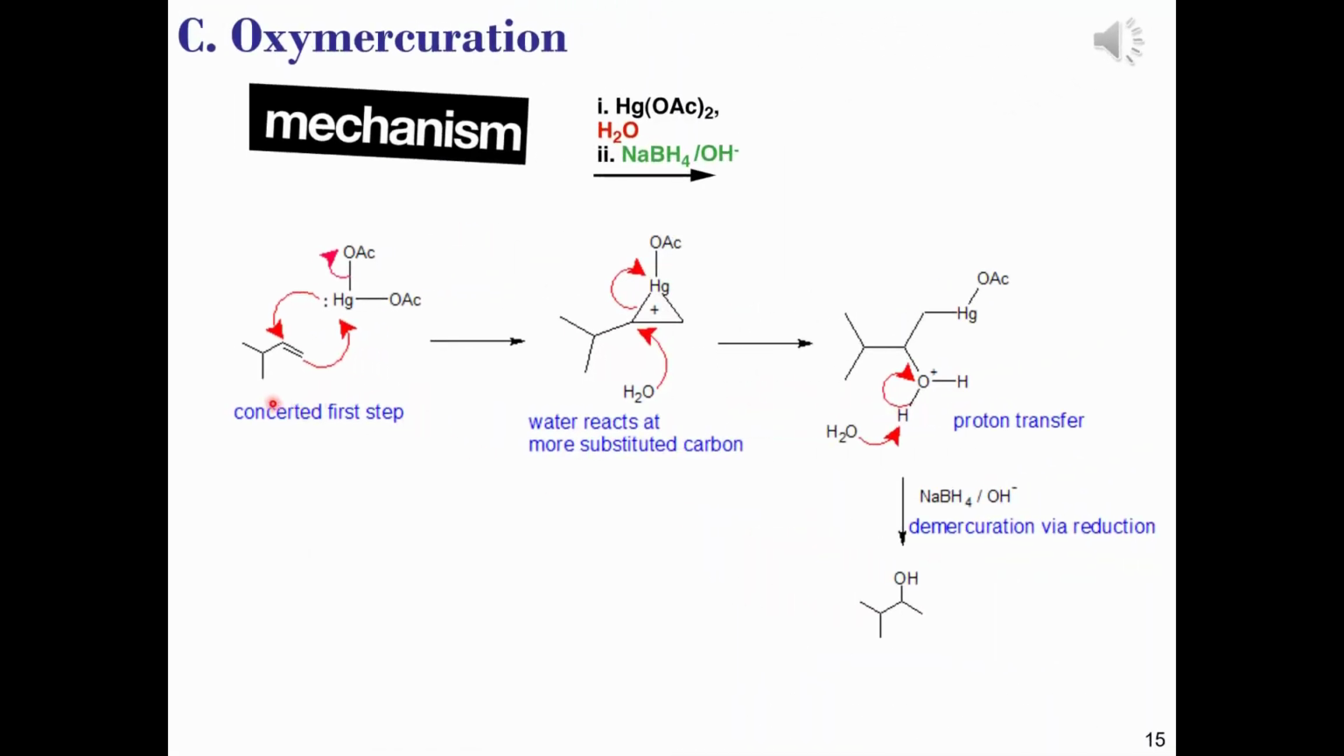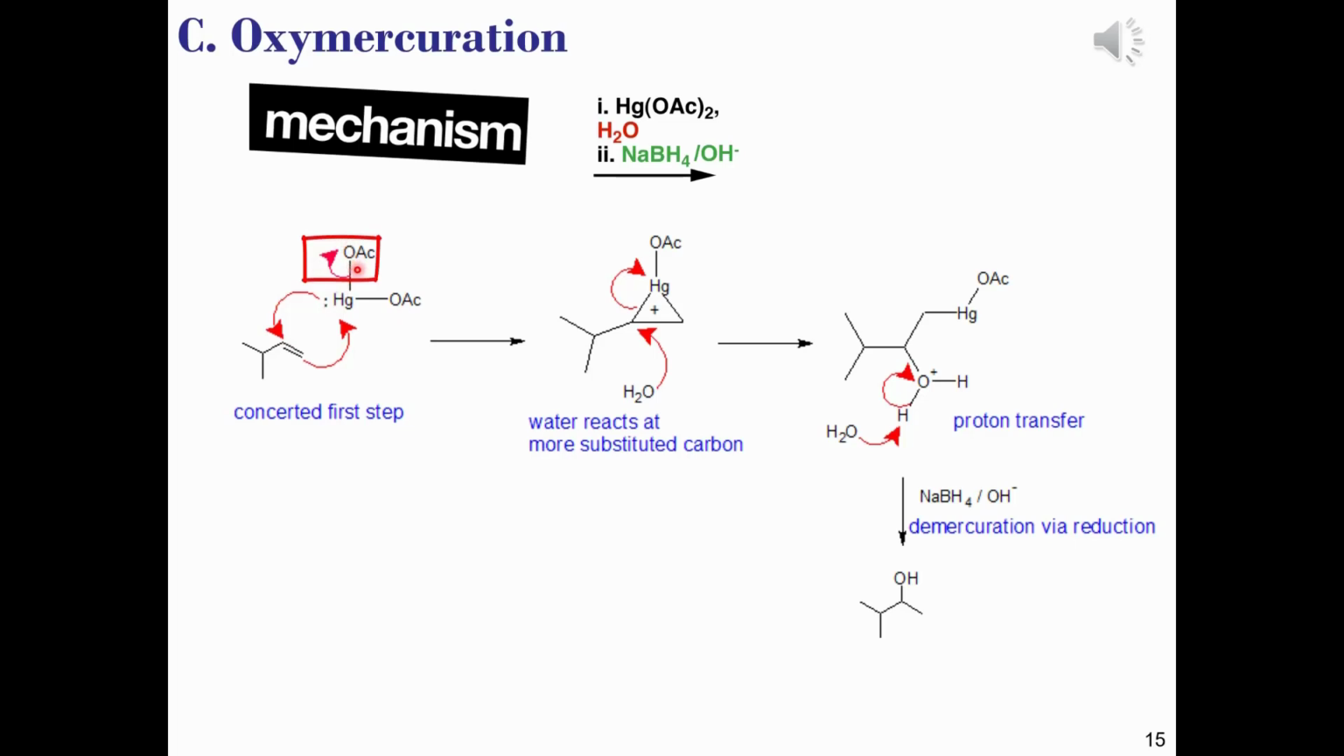Oxymercuration-demercuration is a reaction chosen by organic chemists to avoid the carbocation rearrangements that we saw on the previous slide. Now, we use mercuric acetate as the electrophile, and in a concerted step, the pi electrons attack the electropositive mercury, and the lone pair on the mercury forms a bond to the vinylic carbon. All of this happens simultaneously, and there is a loss of an acetate ion.